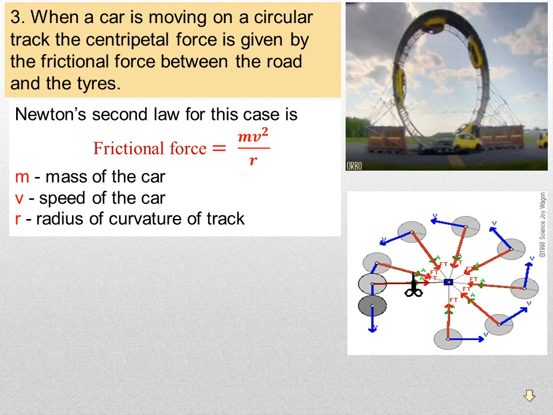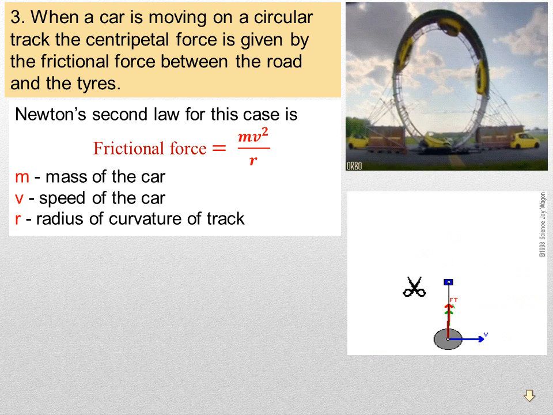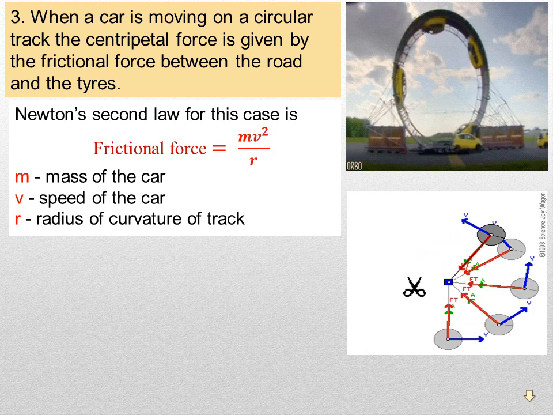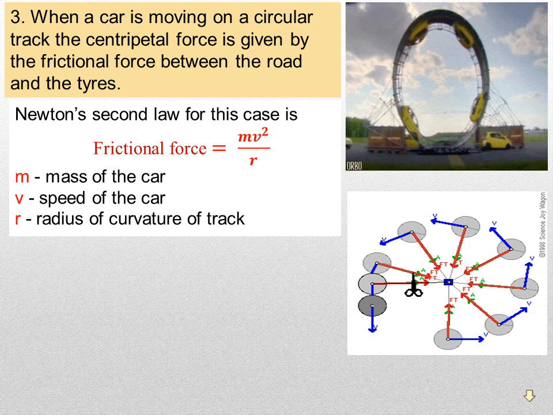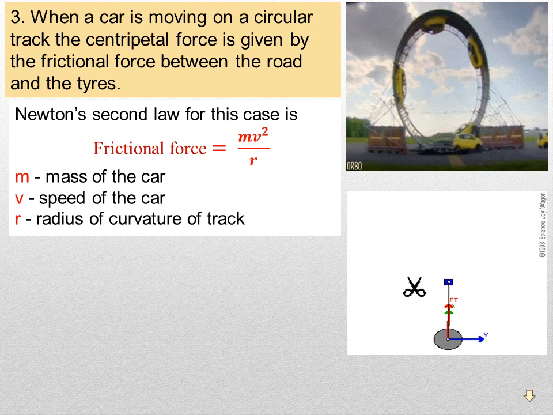Here you can see another example. Even when the car moves on a curved track, the car experiences the centripetal force, which is provided by the frictional force between the surface and the tire of the car.